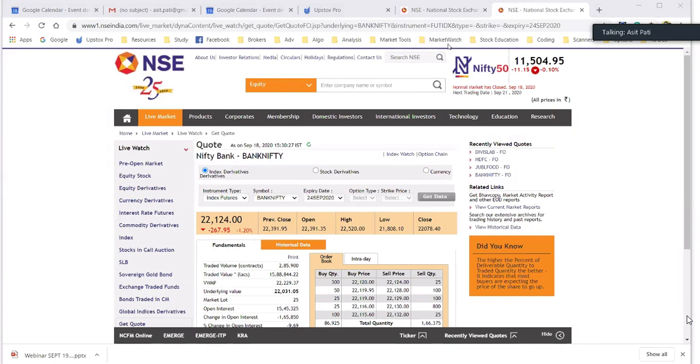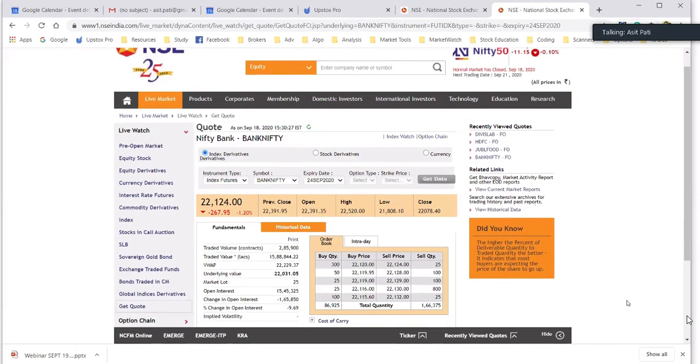Yeah, one thing I wanted to share. Can you see my NSE tab, the web? Yes, we can. Yes, sir. Okay, perfect. This is again something that over a period of time I have realized. Look at the price of Bank Nifty at 3:30. It is 22,124. Okay, the final Bank Nifty price is 22,078. Yeah, that is the settlement price.